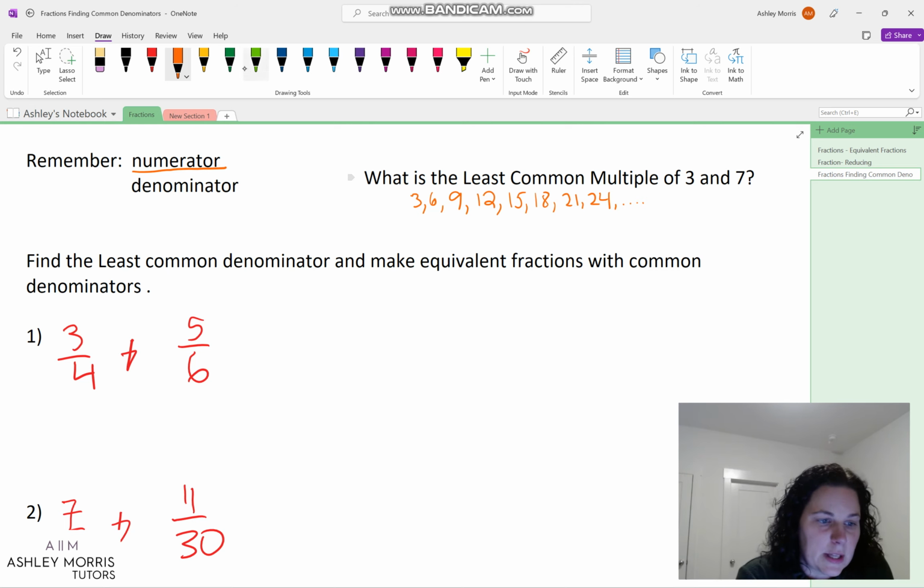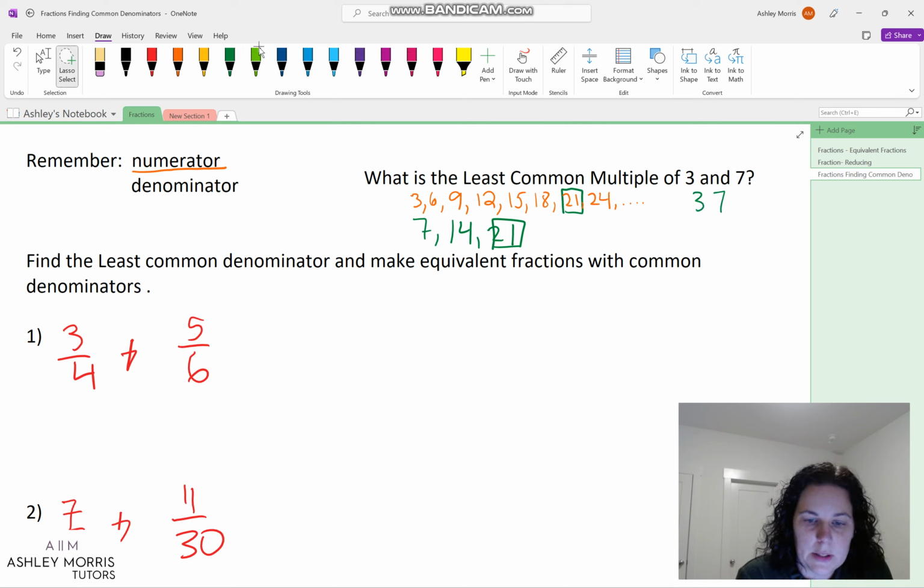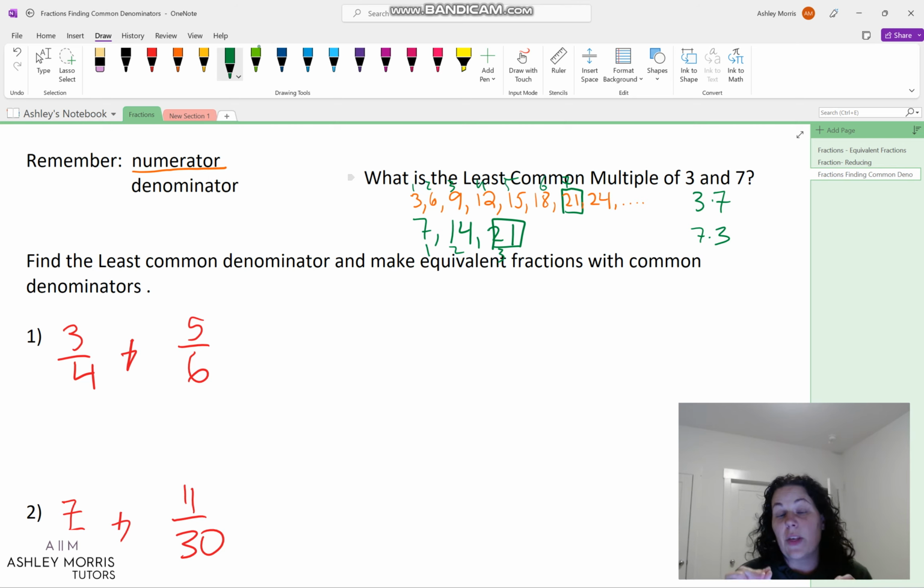We're going to do the same thing with 7. 7, 14, 21. Oh, look at that, 21. So that's my least common multiple. So it'd be 3 times 7 to get to 21, and then it would be 7 times 3. See, 1, 2, 3. 1, 2, 3, 4, 5, 6, 7. So that's a skill that is helpful when we're finding the least common denominator.